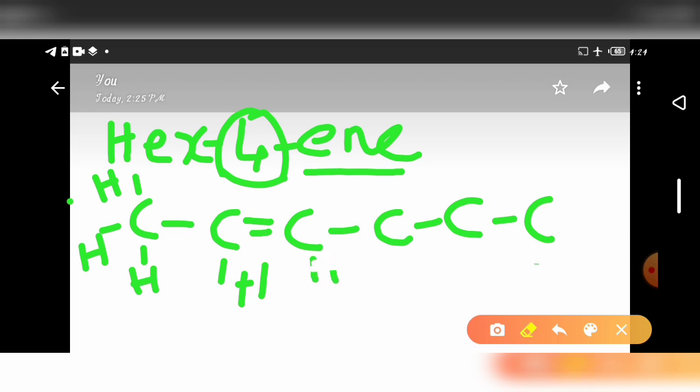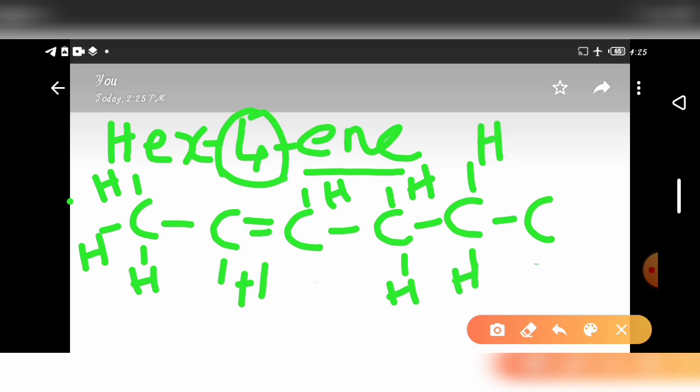Okay, next this carbon also contains 3 bonds, so you put 1 hydrogen. This hydrogen I draw here, because there is no space. So next this carbon contains 2 bonds, so the remaining 2 bonds are filled with hydrogen. Next this carbon also has 2 hydrogens. And the last carbon contains 3 hydrogens. That's all, the compound structure will be like this.